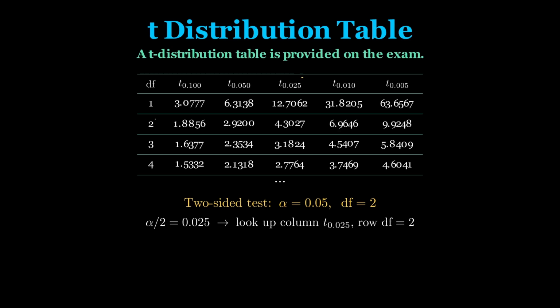Now for a two-sided test with alpha equals 0.05 and 2 degrees of freedom. Since this is two-sided, we split alpha in half. 0.05 divided by 2 equals 0.025. So we look up the column labeled t sub 0.025, row df equals 2. The critical value is 4.3027.